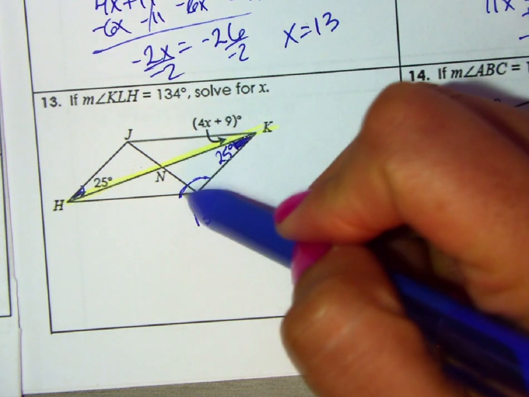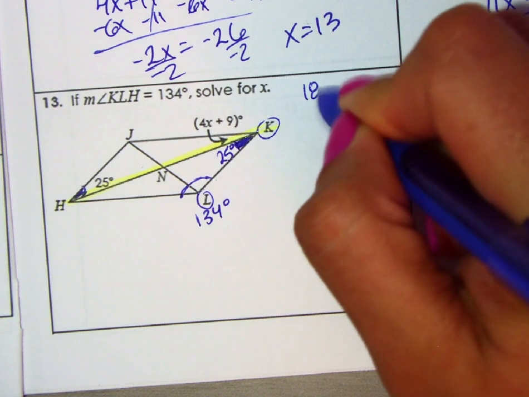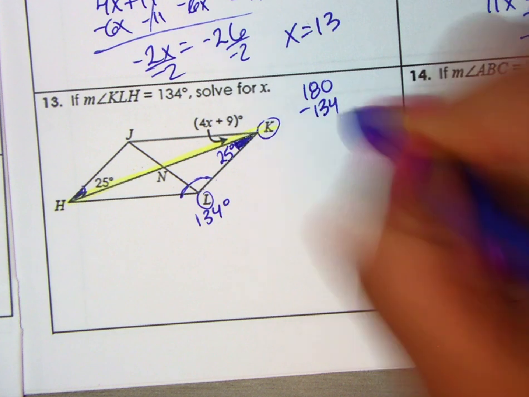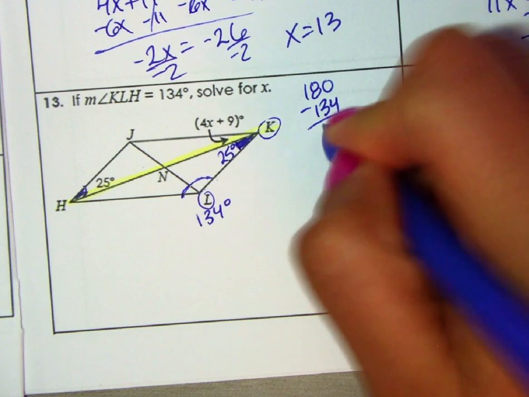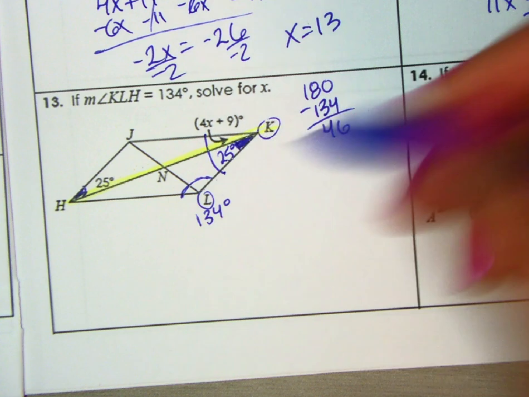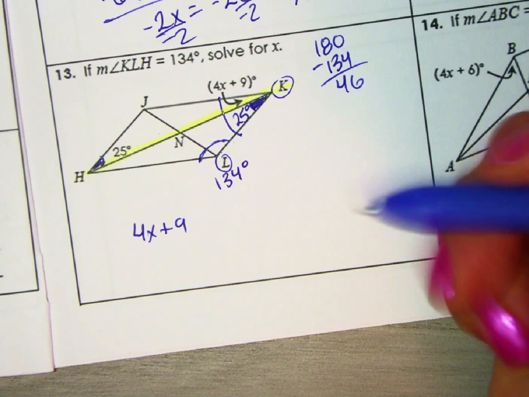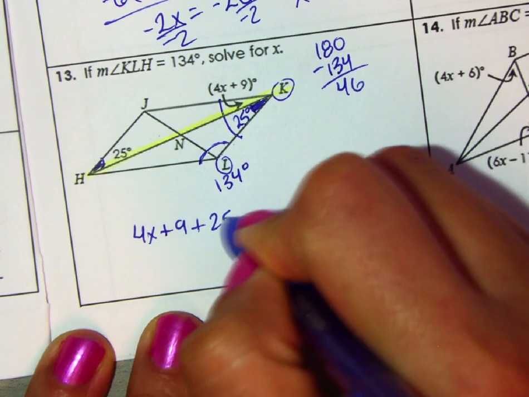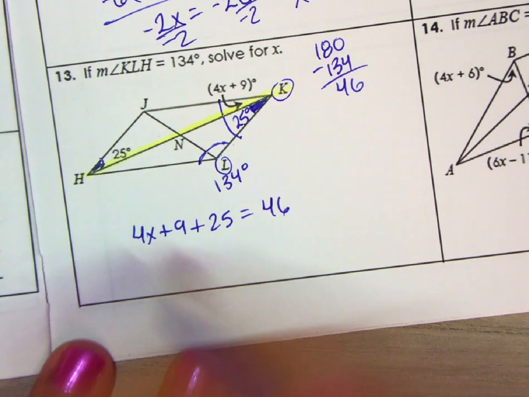And the 134 is given to you because, once again, consecutive angles add up to 180. So 180 minus 134. That's going to be 46. So 46 is the answer to these two angles combined. So we can write down 4x plus 9 plus 25 equals 46. 9 and 25 are 34.